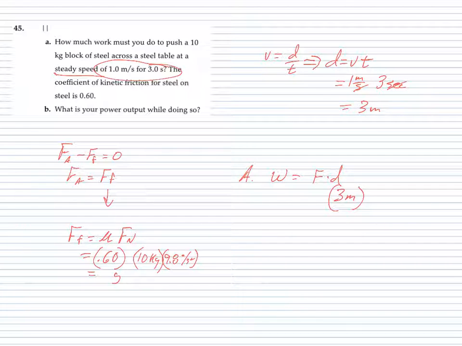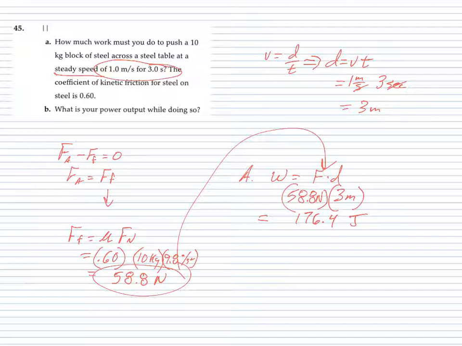58.8 newtons. That comes up here. 58.8 newtons. It's already in my calculator. I'll multiply that by 3. And I'm going to get 176.4 joules. Now this next part, part B, says what is your power output?